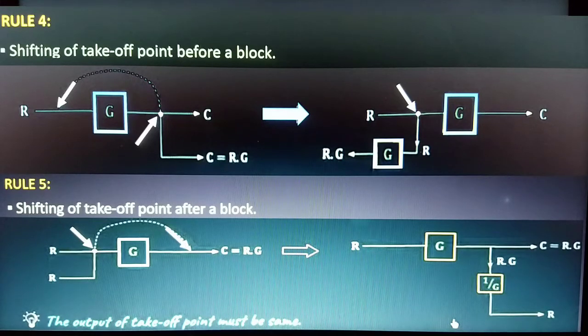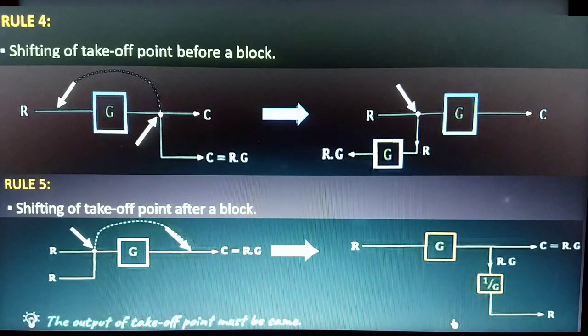Now if we wish to move this takeoff point after this block, then how can we do it? Let us just check this out. Firstly, we'll consider the block itself, and then consider this takeoff point, which we have shifted after the block. Now what is the output of this takeoff point?